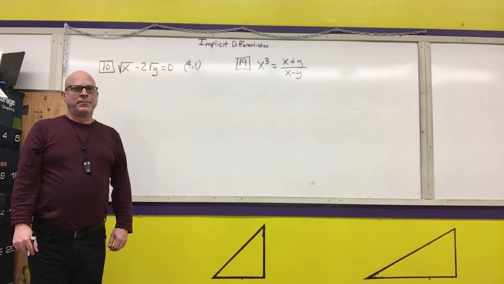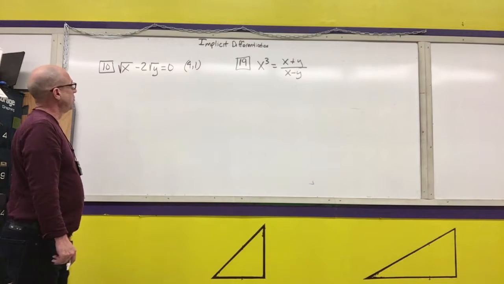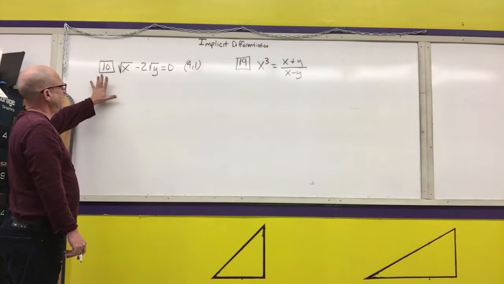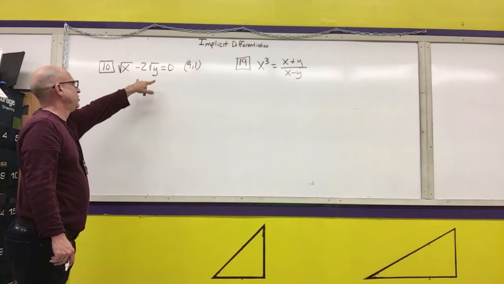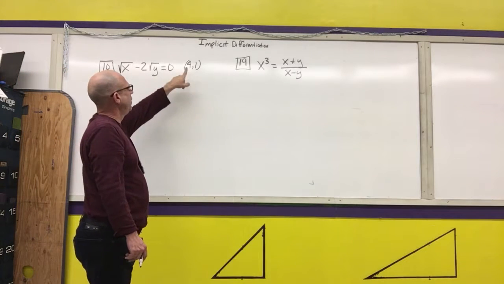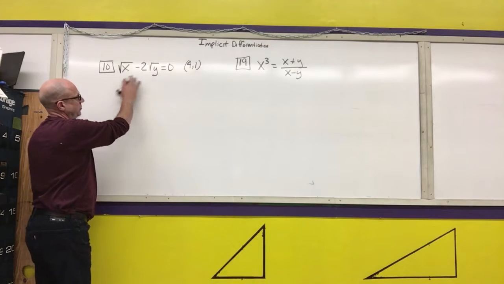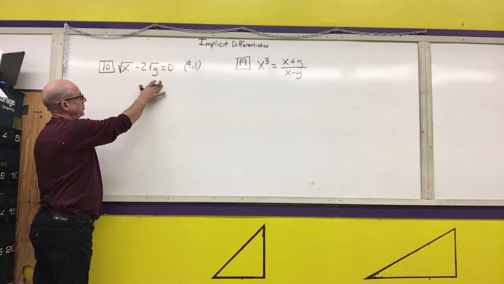Going to continue working examples of implicit differentiation questions. Homework problem number 10 says to find the slope of the tangent line of square root of x minus 2 square root of y equals 0 at the point (4, 1). So in order to do that, you need to do implicit differentiation.